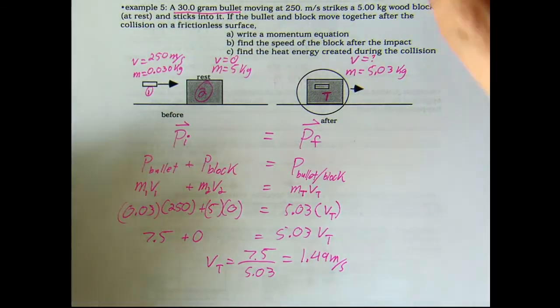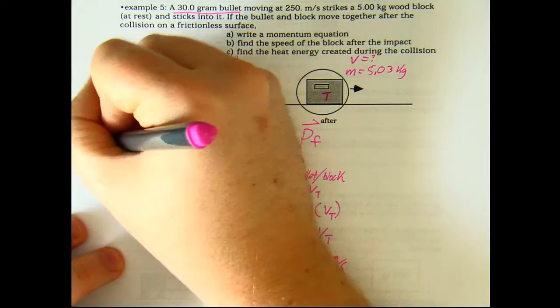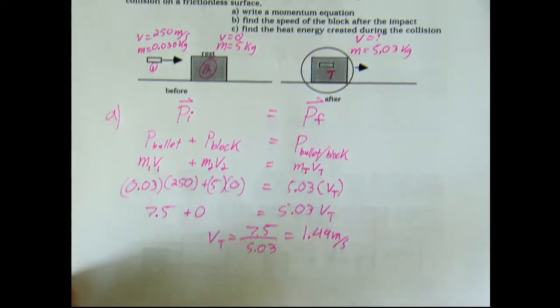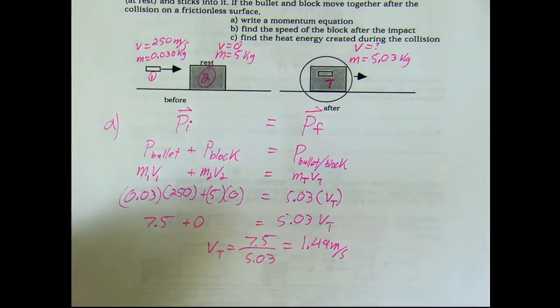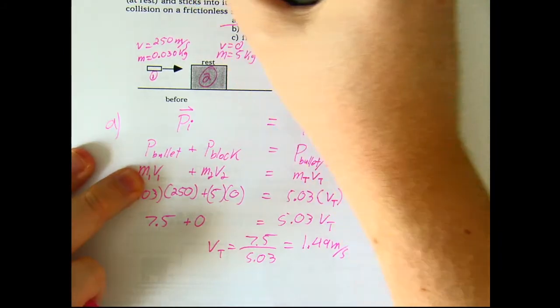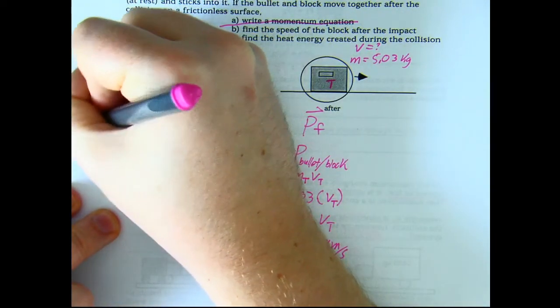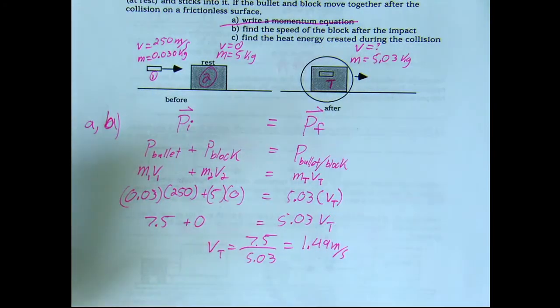So we found the speed of the block-bullet combination after the impact here. That's part A. It's using conservation of momentum. Momentum is always conserved in a collision to figure out what that final velocity is. So let's look at the next part of the question. I should say this is A and B, so part C here: find the heat energy created during the collision.